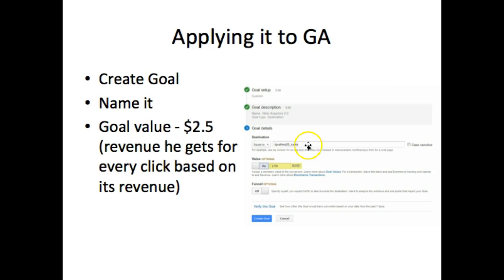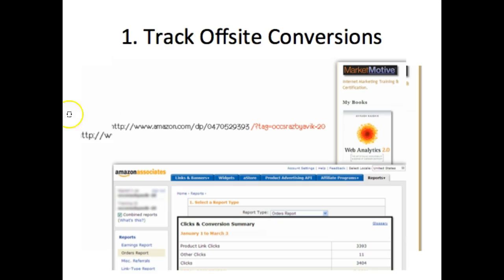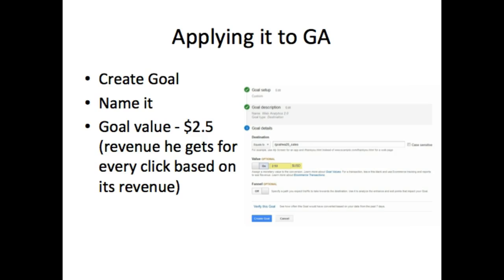Notice that the destination here is tied to that code that he uses, that he already has. So the sales here, the $2.50. Now he can use the data to make better decisions because of that piece of code.